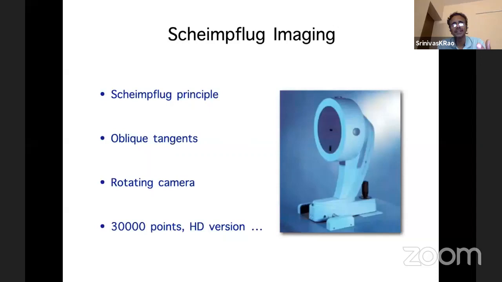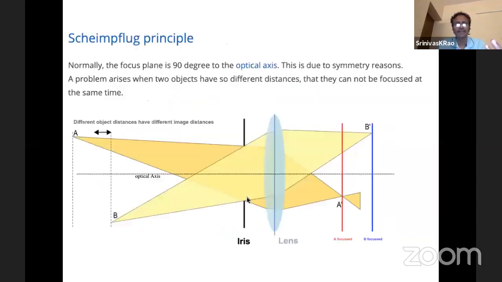In principle, they use oblique tangents and a rotating camera, and you can get about 30,000 points. In the HD version, you can get even more on the Pentacam. So if you take a basic standard SLR camera, which you're all used to, you just hold and click. Normally, the object plane, the image plane, and the lens plane of the camera are all aligned, which is common sense. If you're shooting something in front of me, my eye, the camera lens, and the object are all in the same plane. But if you think of this as the eye, basically you find the cornea here, the tissues behind, the iris, and so on. So there's a focus issue with this system. If you focus on the cornea, the iris will not be in particularly good focus, and vice versa.